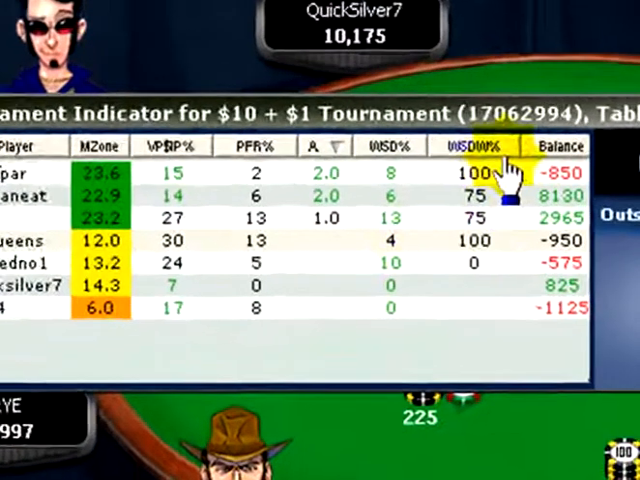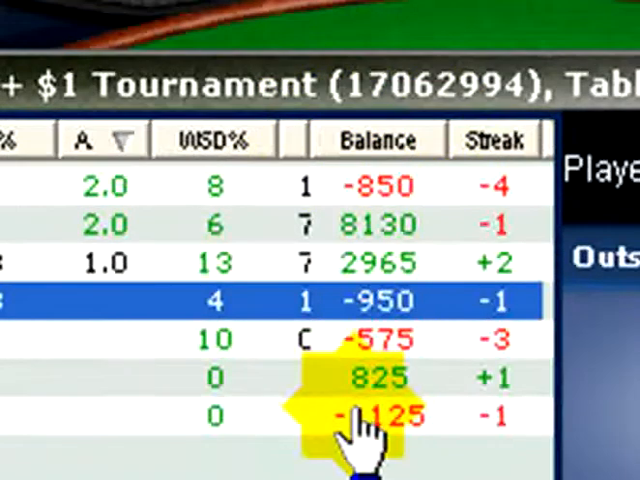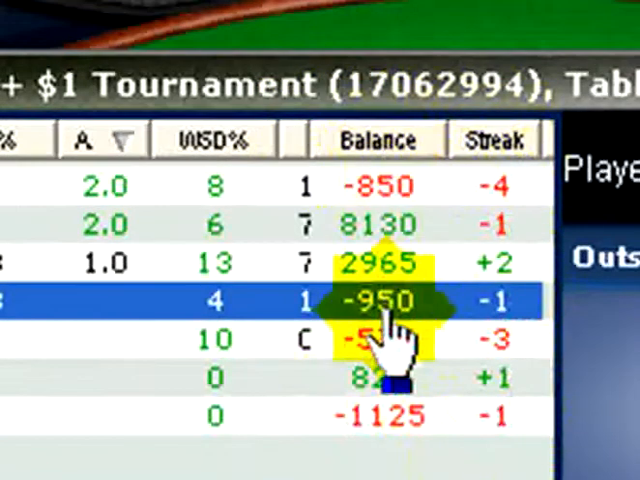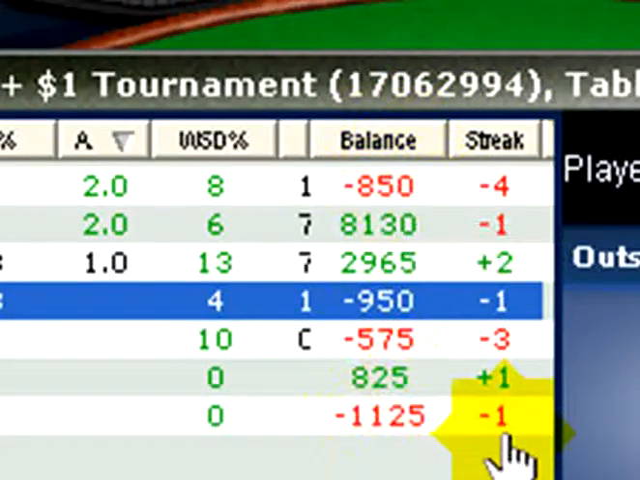There are two other columns here, if you noticed, called balance and streak. There's a separate video for these two columns because they indicate a lot more about a player's tilt factor. I'm going to have a short video on that as well.